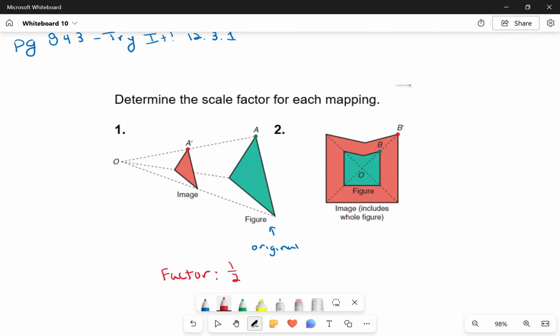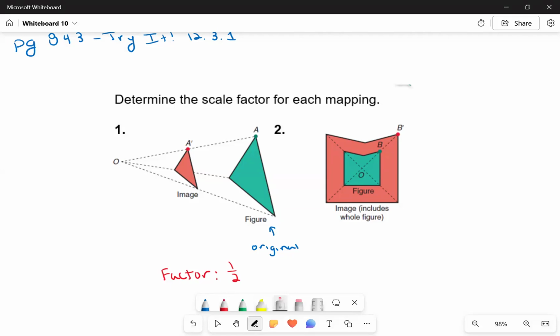Okay, let's look at the second one here. So this one, they were kind of clever, right? They tried to put one inside the other. But in this case, the green figure is the smaller one. That's the original. And the red figure, being the bigger one, is the new one. Okay. And again, it kind of feels like the side doubled, right?